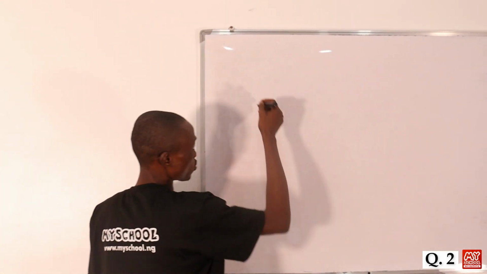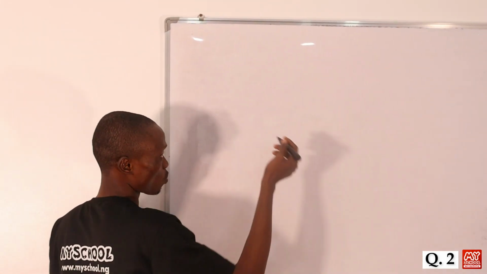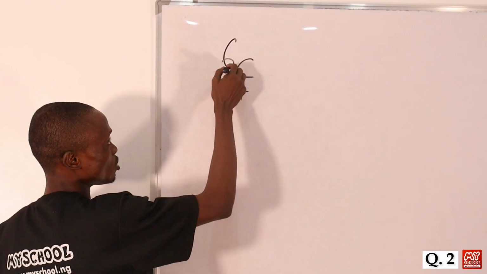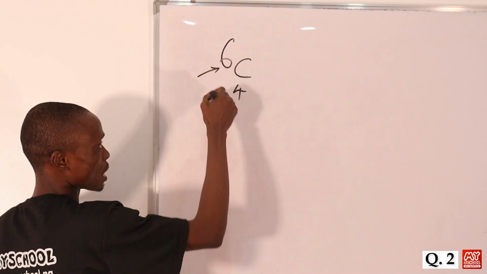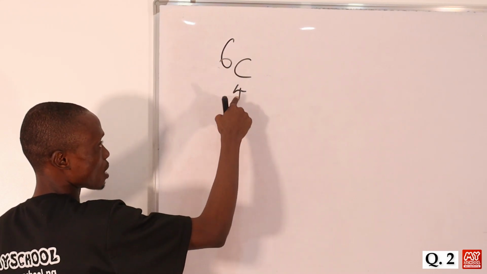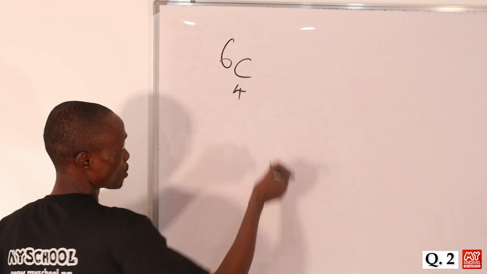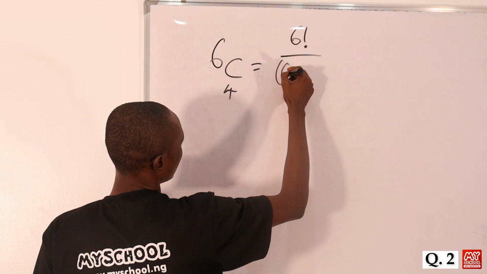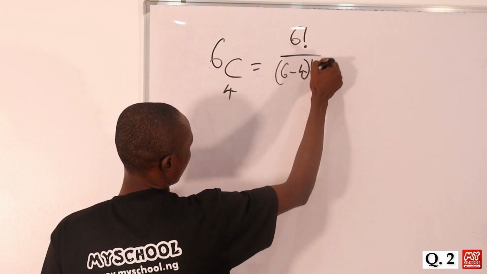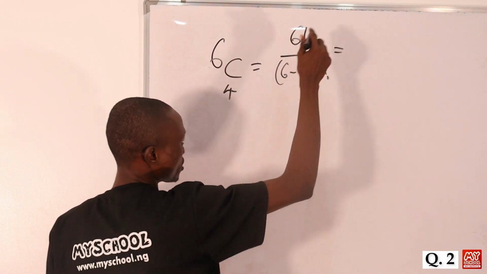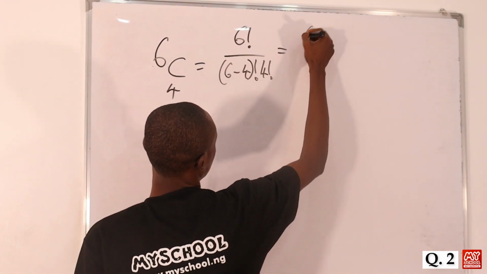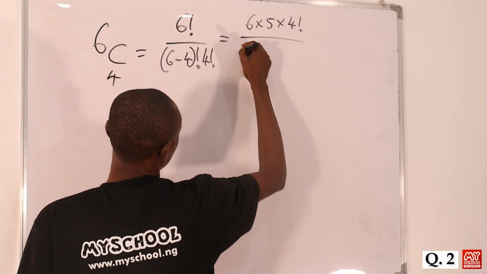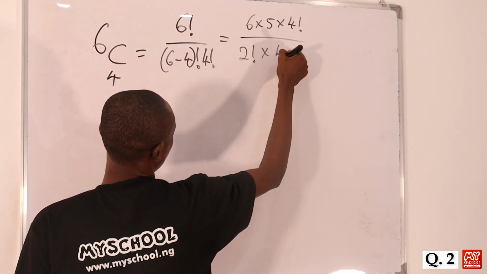Like I said earlier, it's a combination question. So here we'll have 6 combination 4, because the student is given 6 questions and is expected to answer 4 questions from it. If we break this down, we have 6 factorial all over 6 minus 4 in bracket factorial, times 4 factorial. Let's express this further. We'll have 6 times 5 times 4 factorial all over 2 factorial times 4 factorial.